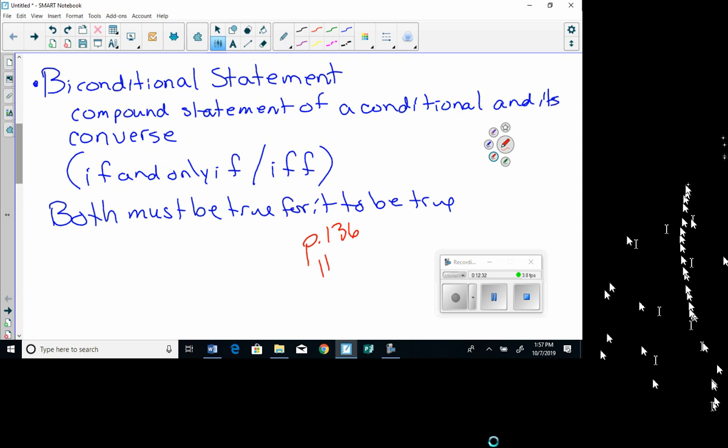You'll have to read the directions. The only thing we're not doing is using a Venn diagram, and that is in the directions. So 12 through 23, and then 26 through 36 even. I hope you have that written down.